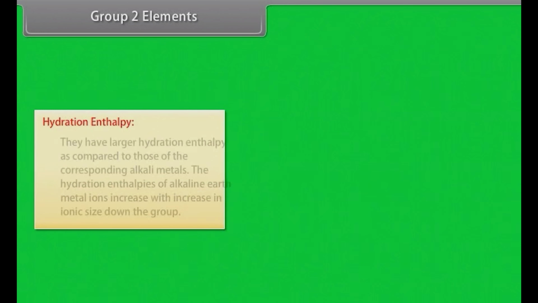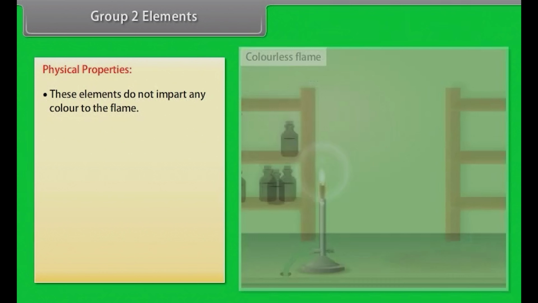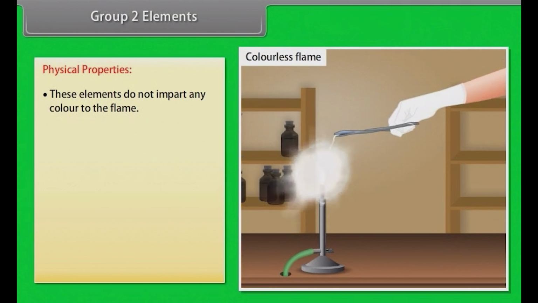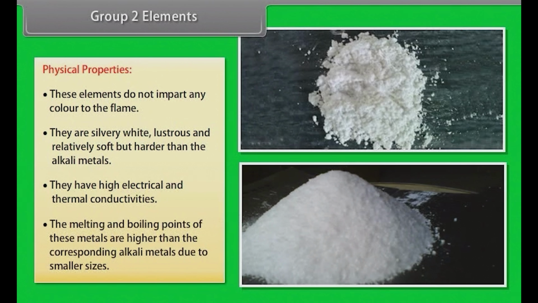Hydration enthalpy. They have larger hydration enthalpy as compared to those of the corresponding alkali metals. The hydration enthalpies of alkaline earth metal ions decrease with increase in ionic size down the group. Physical properties. These elements do not impart any color to the flame. They are silvery white, lustrous and relatively soft but harder than the alkali metals. They have high electrical and thermal conductivities. The melting and boiling points of these metals are higher than the corresponding alkali metals due to smaller sizes.